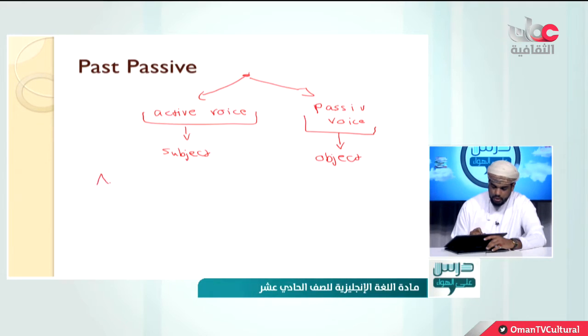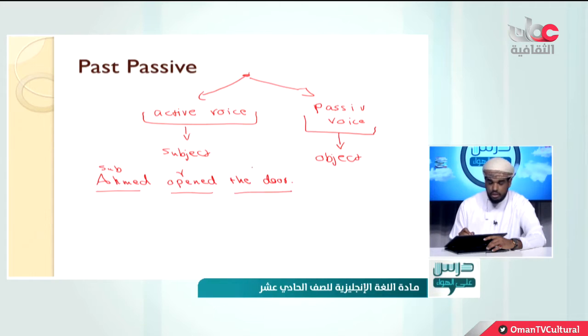So here let's say, Ahmed opened the door. All right, and let's analyze it now. So Ahmed is the subject, right? Opened is the verb. The door is the object. So who can tell me what is the rule now? All right, the rule is subject plus verb, of course in the past tense, and the object. So this is the rule for the active sentences.